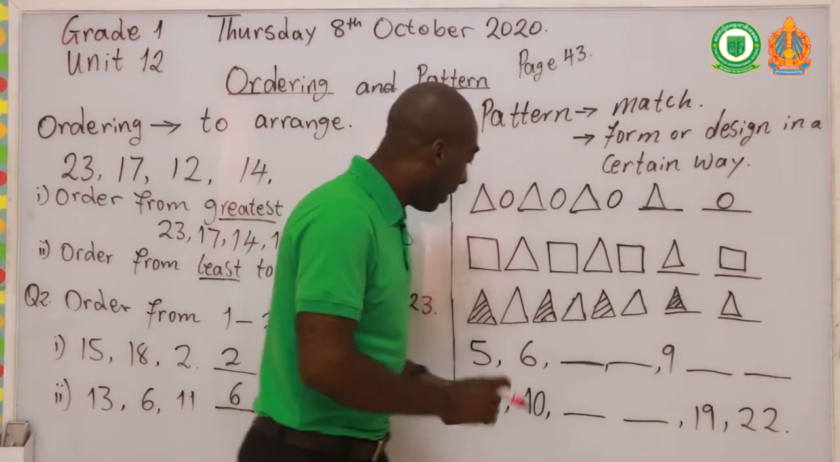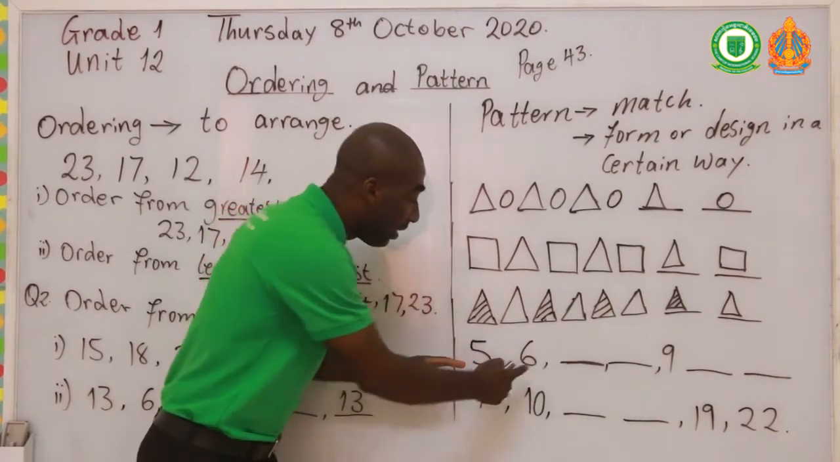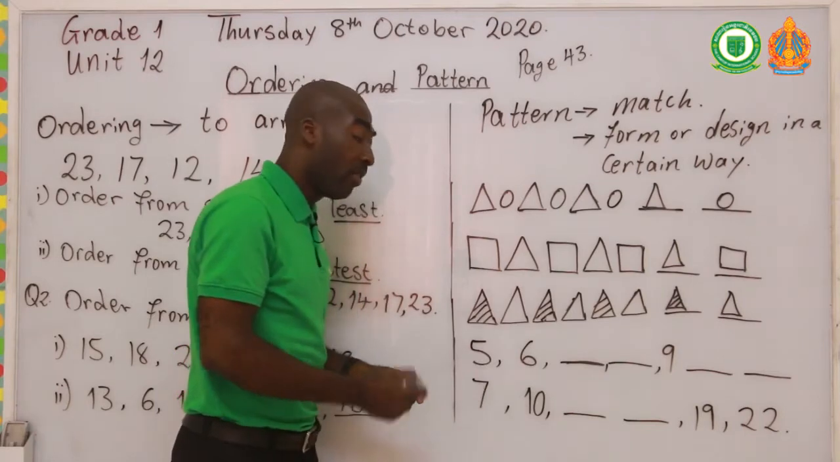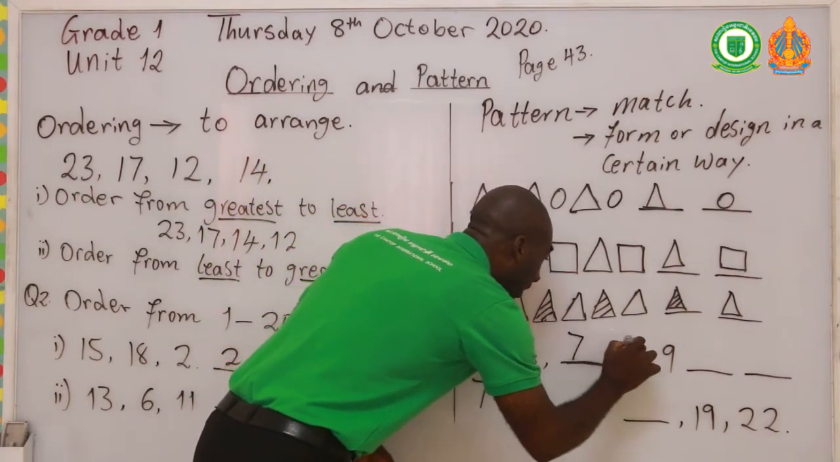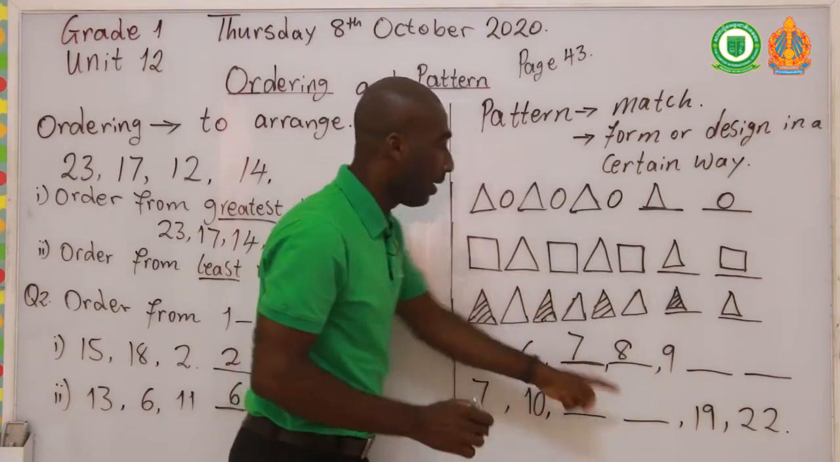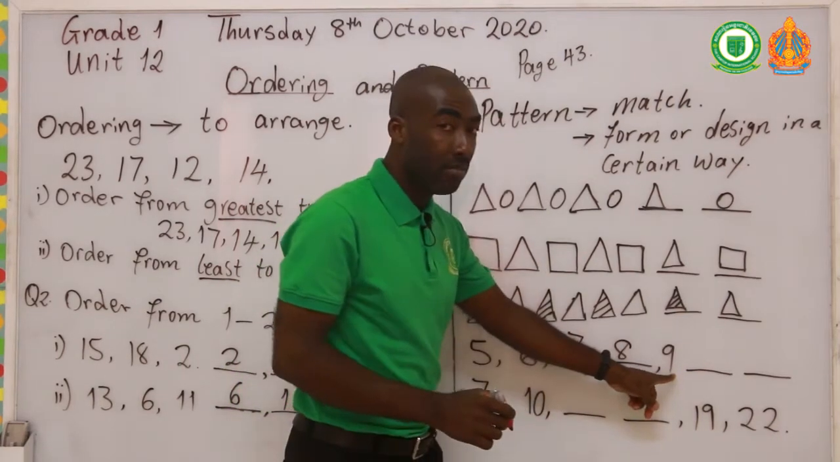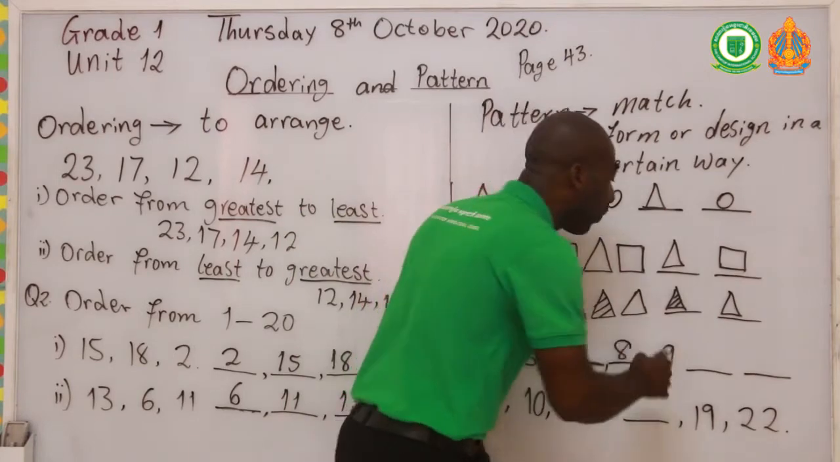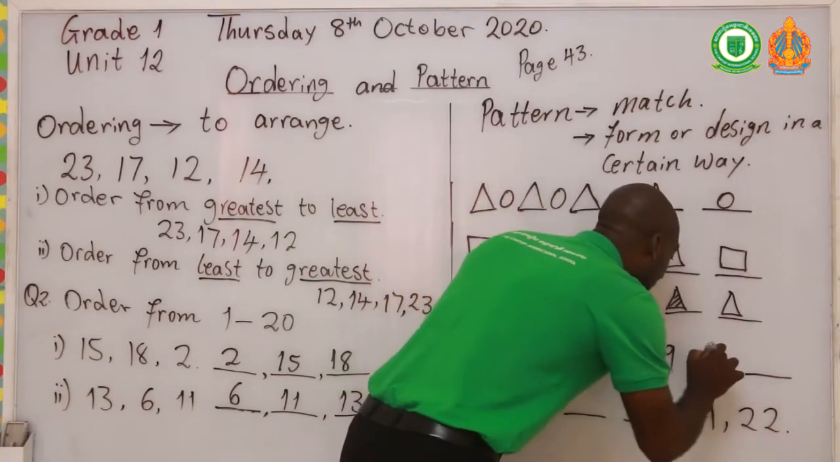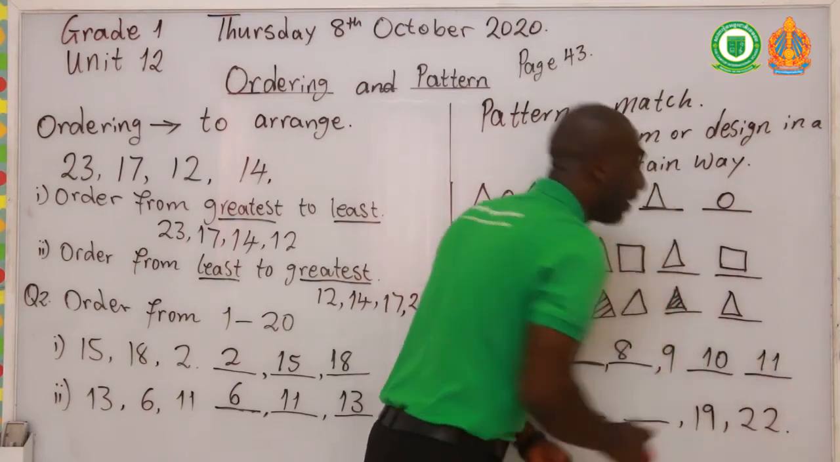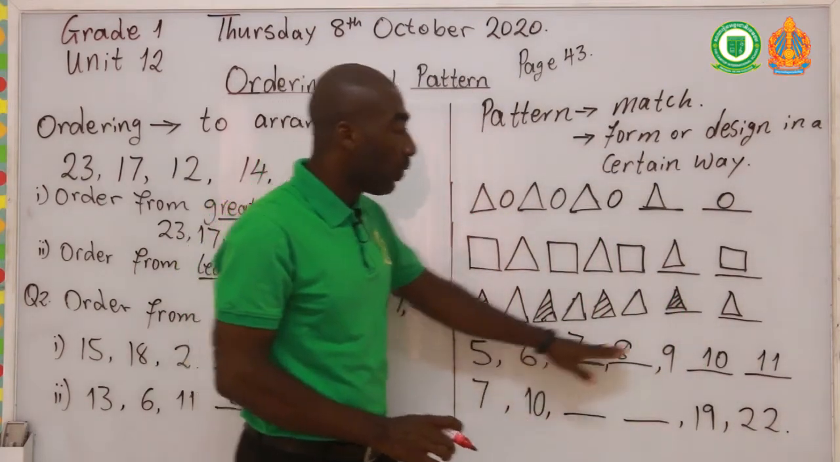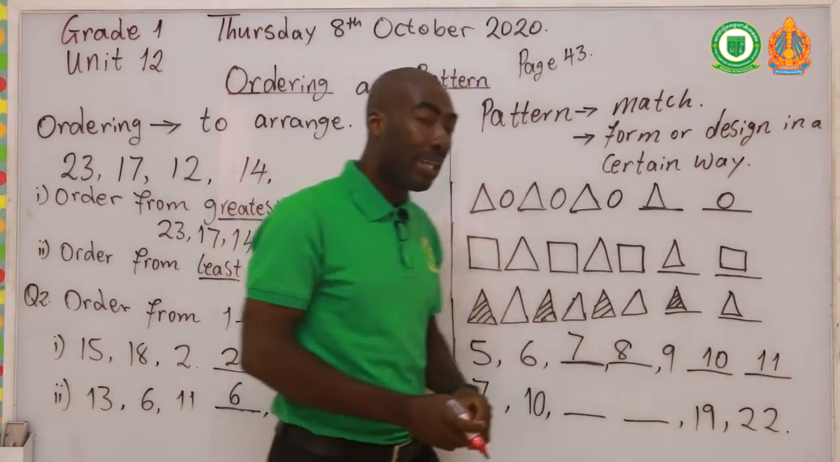Okay, so first we check the difference between these 2 numbers. It is 1, so it's going to be 7, 8, and then 9. That means we are correct. So now we can continue with our pattern to be 10 and 11. That means we have a correct pattern now.